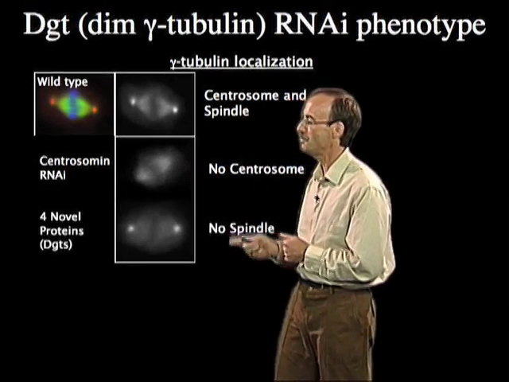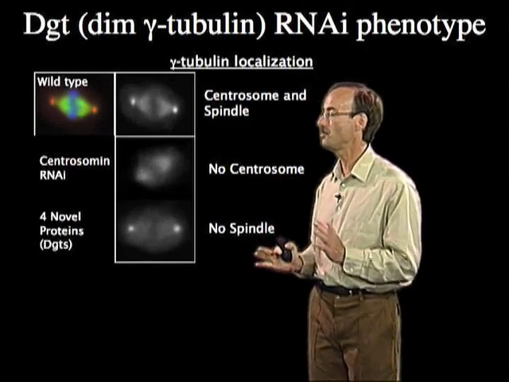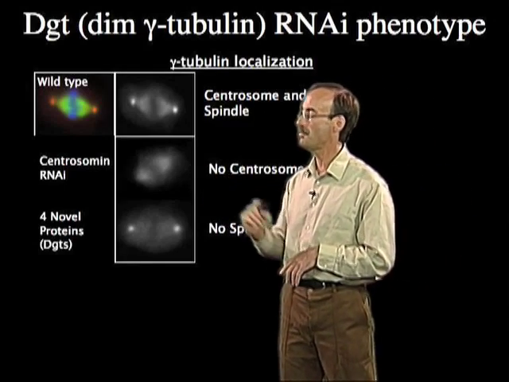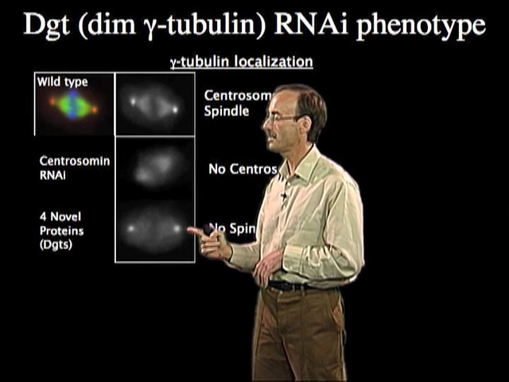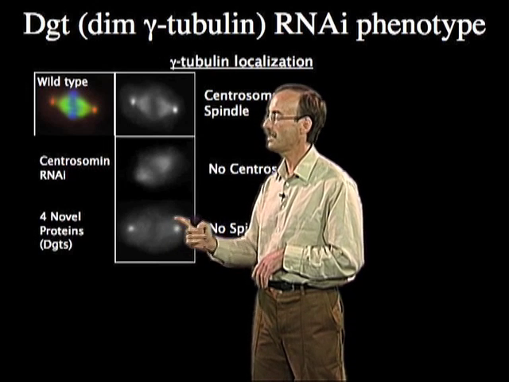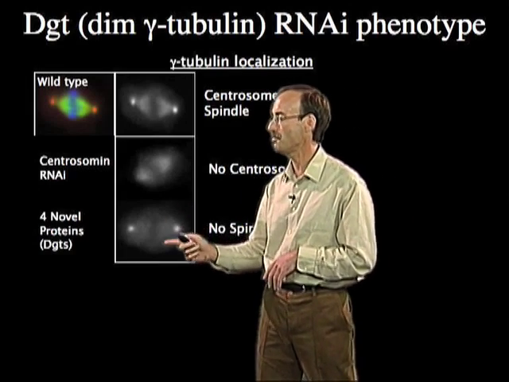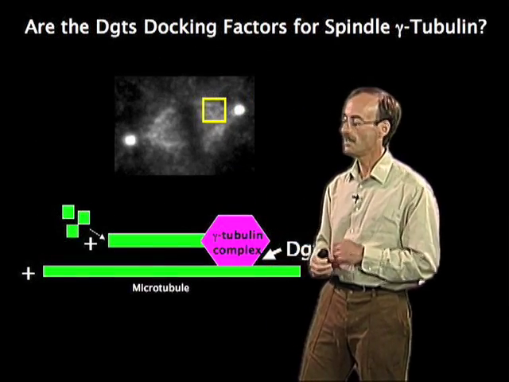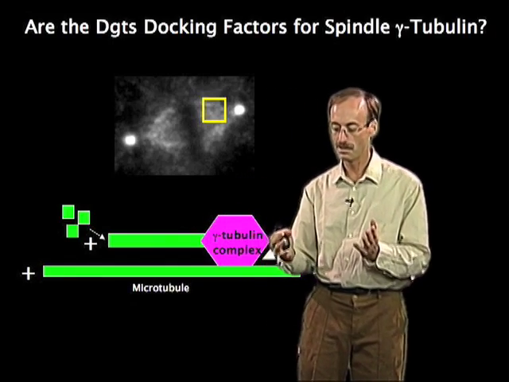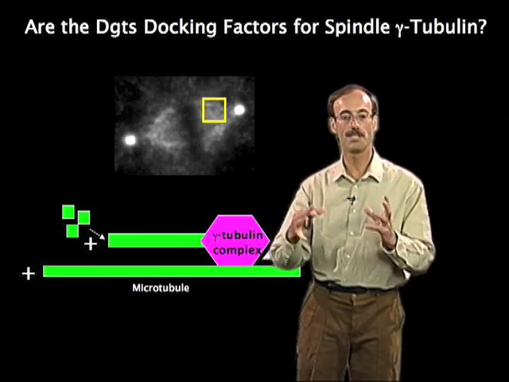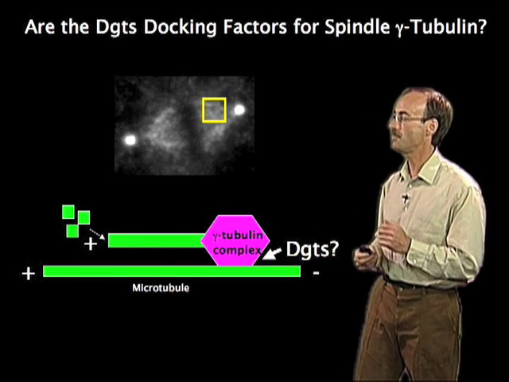So this was a known gene, but then we found 4 totally unknown genes, which we call dim gamma-tubulin genes, that produced the exact opposite effect. They still allowed gamma-tubulin to localize to the spindle poles at the centrosome, but they completely knocked out the localization of gamma-tubulin to the spindle. And this suggested that maybe this gamma-tubulin localization to the spindle was actually specific. It involved a specific set of docking factors, perhaps these new proteins that we found.